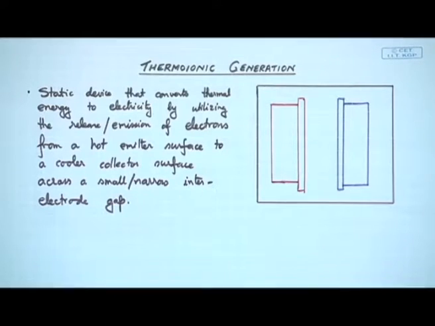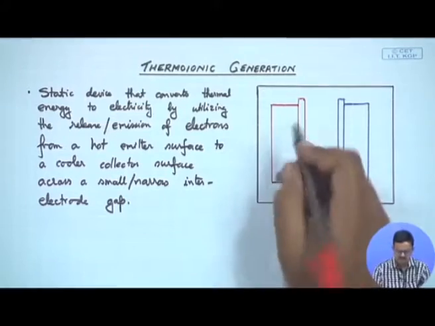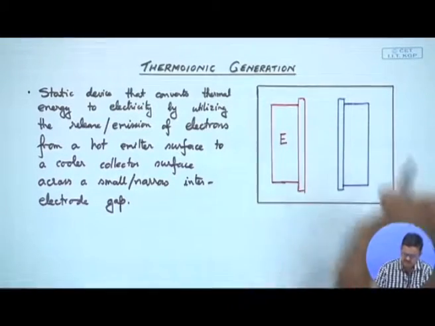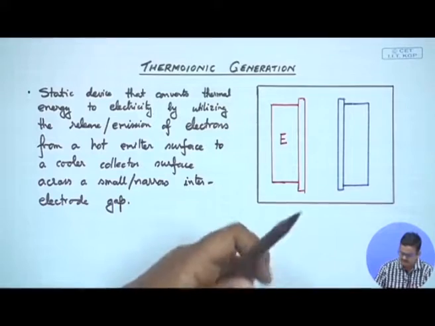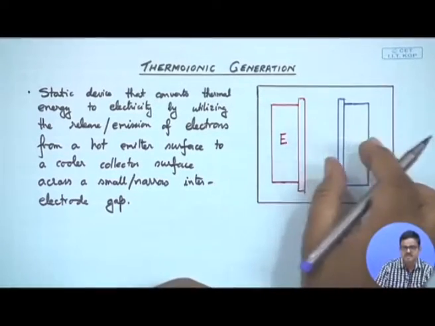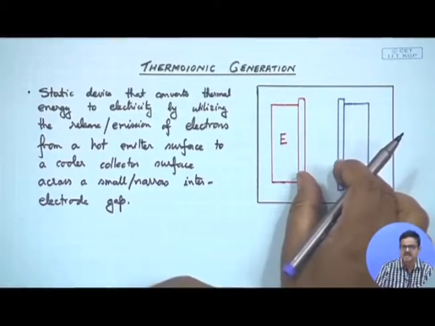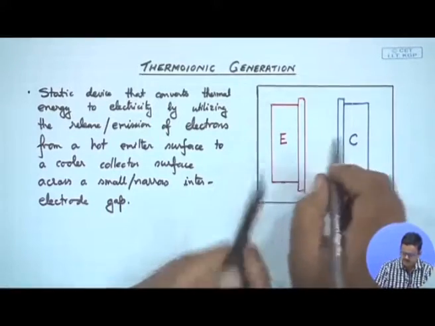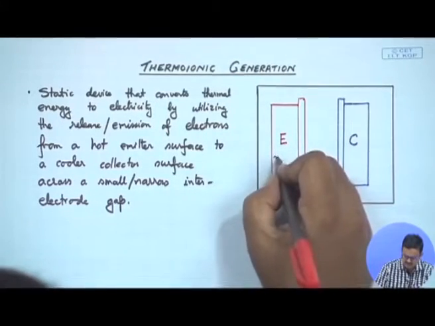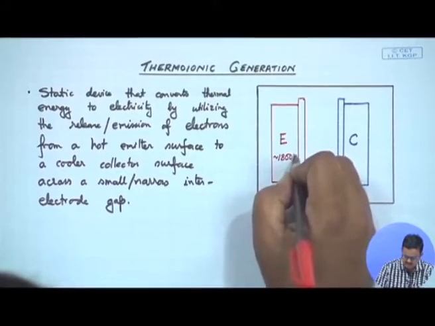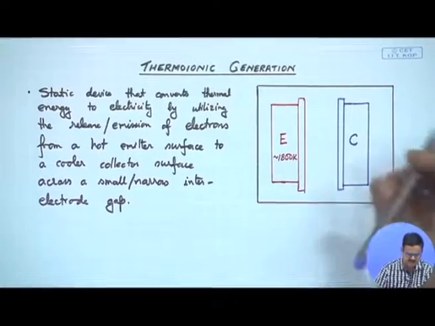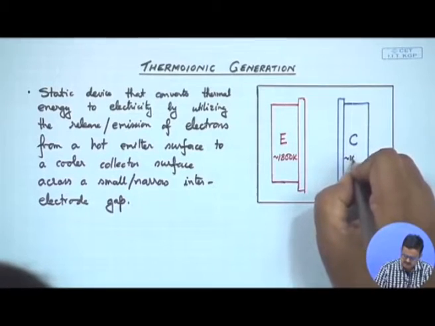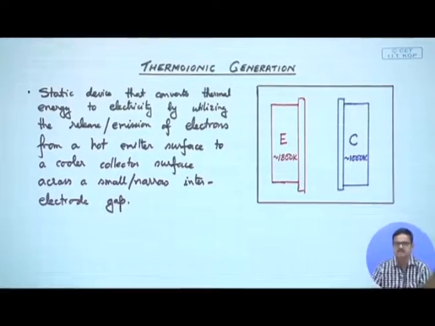So, if I draw a schematic, this will look something like this, where I have one surface which I am calling the emitter, which is at an elevated temperature, and I have another surface which is slightly away. I have exaggerated the gap here, typically it is around 500 microns or less, and I will call that the collector. So, the emitter, let us say, is around 1800 Kelvin and the collector would be around say 1000 Kelvin. So, an appreciable temperature difference, I would say.